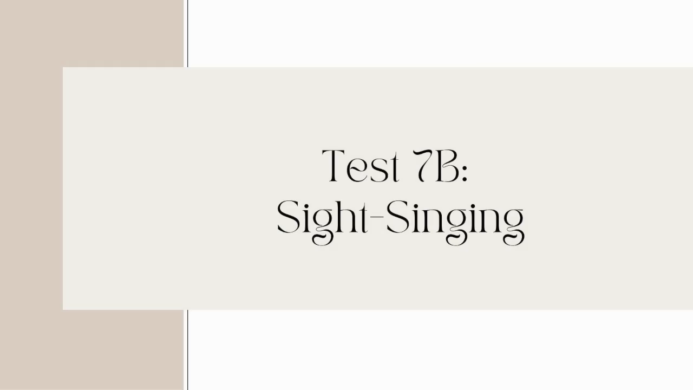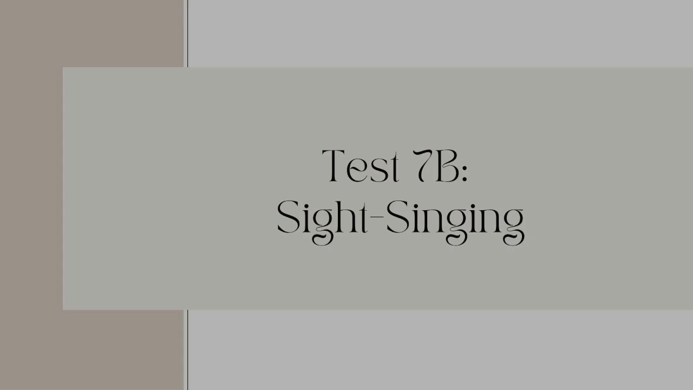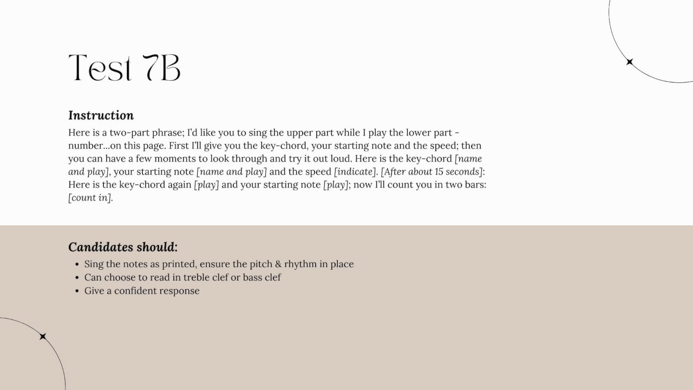Next, Test 7B, sight singing. Here is the instruction. Here is a 2-part phrase. I'd like you to sing the upper part while I play the lower part. First, I'll give you the key chord, your starting note, and the speed. Then you can have a few moments to look through and try it out loud.